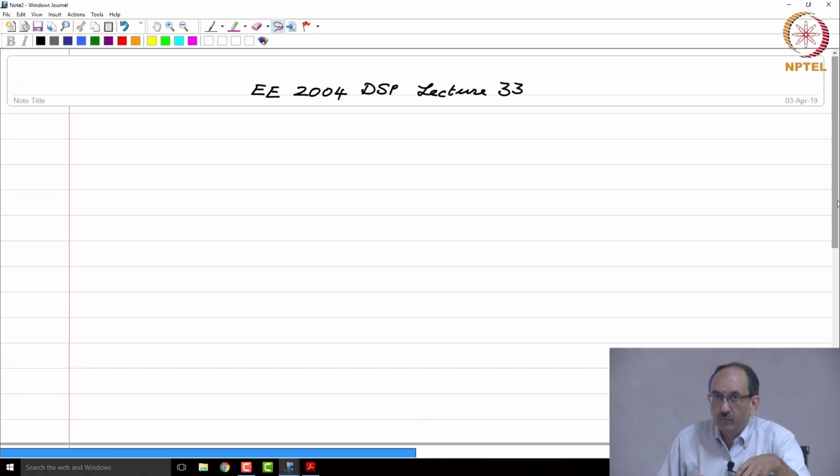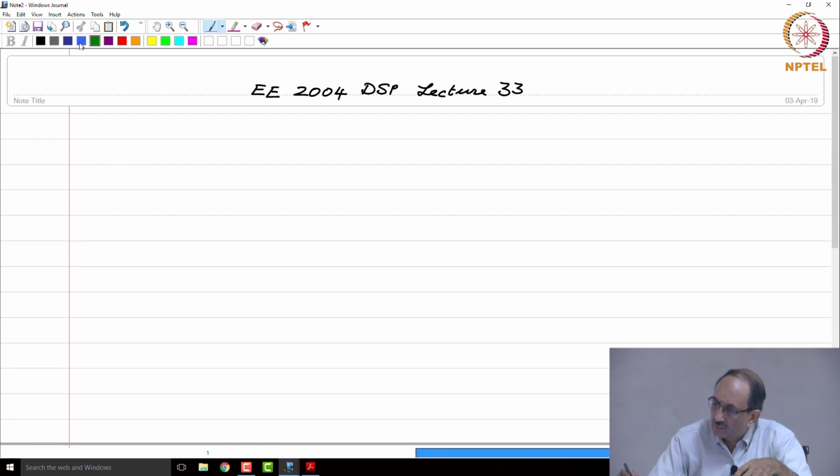Let us continue with sampling. So, S of omega is the impulse train sampled signal's spectrum. Two things happen: scaling by 1 over T and periodic repetition with period omega s.